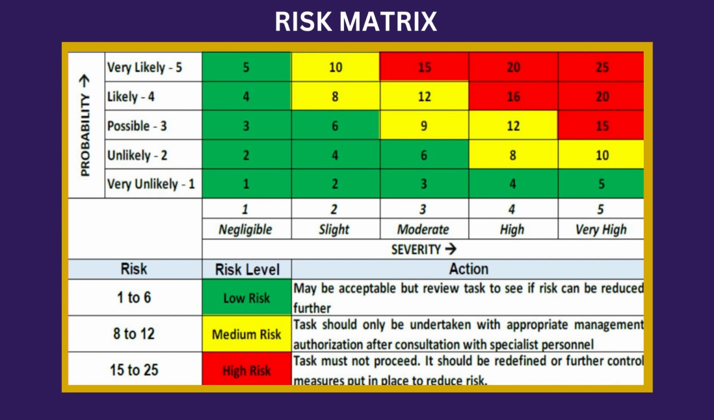Then the third one is the highest risk, or the high risk. Here the risk rating ranges from 15 to 25. Here the task must not proceed. It should be redefined or further control measures put in place to reduce the risk. Then only we can move further.